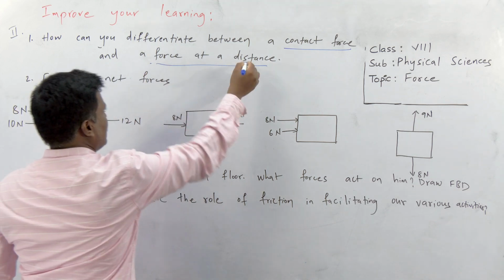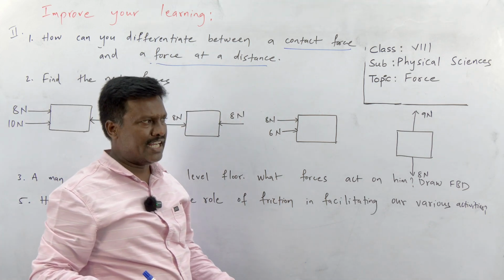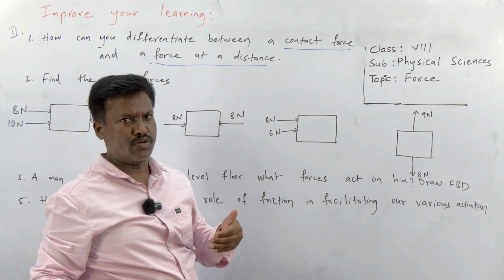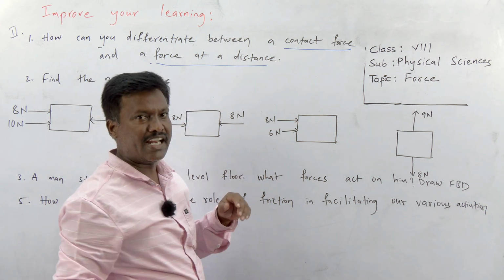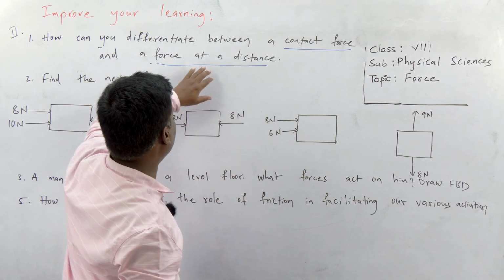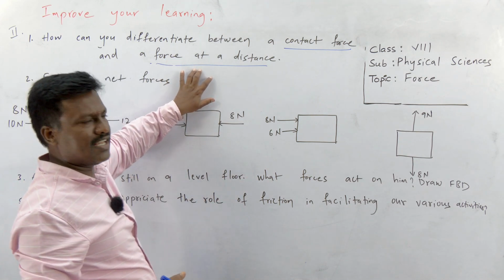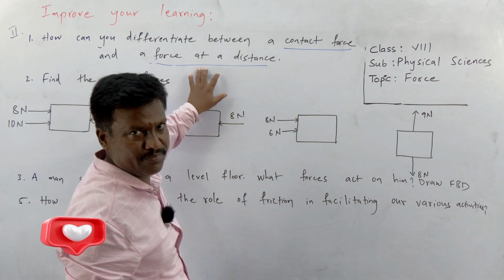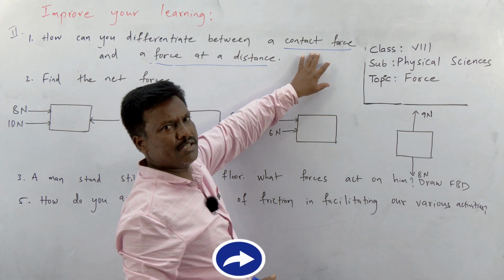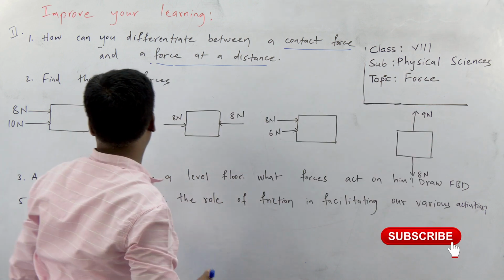Now force at a distance. Gravitational force. Any body projected up, there is no contact between them, even though the body falls down due to gravitational force, even though there is no physical contact. So force exerted even though there is no physical contact is called force at a distance. When there is a physical contact between the two interacting bodies, that is contact force.